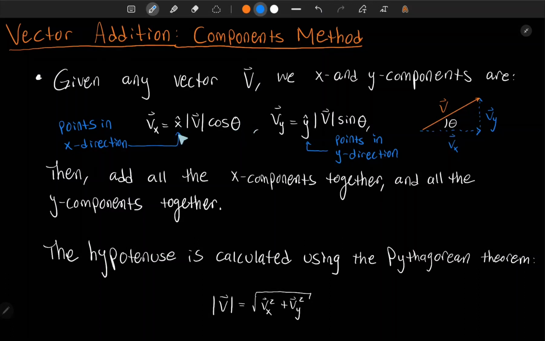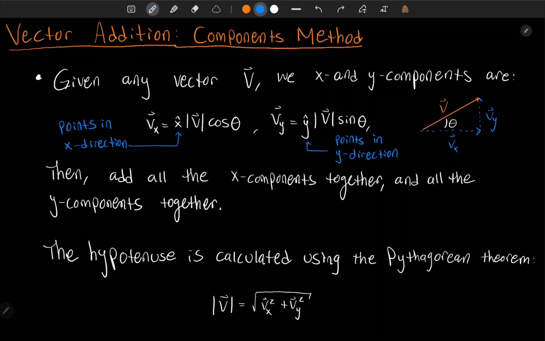And this x hat here, you may have learned it's called a unit vector, but it just points in the direction of x. So it just points directly to the right like this. And it has a length of 1. So this x hat here just gives us the direction of vx. And the magnitude of v gives us the length of vx once we multiply it by the cosine of theta. Similarly for vy, we have y hat, so it points in the up direction, and we have the length of v times the sine of theta.